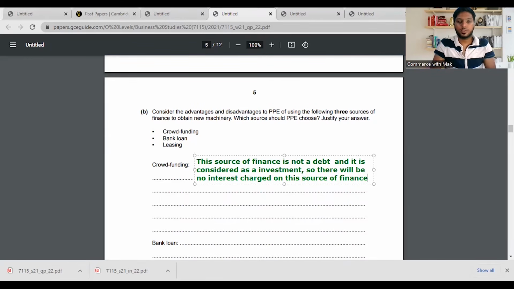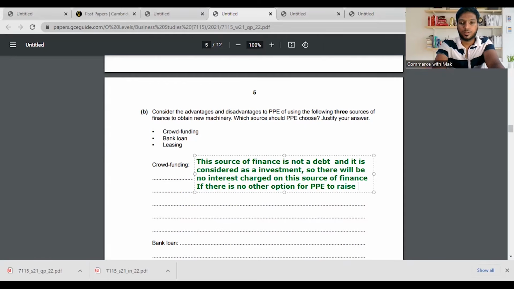Okay, it's that easy, guys. So it says that the source of finance is not a debt and it is considered as an investment. So there will be no interest charge on the source of finance. And also I'll write one more thing. If there's no other option for PPE to raise finance, this will be the ideal solution. I can give this in the recommendation as well, or I can give it here also.